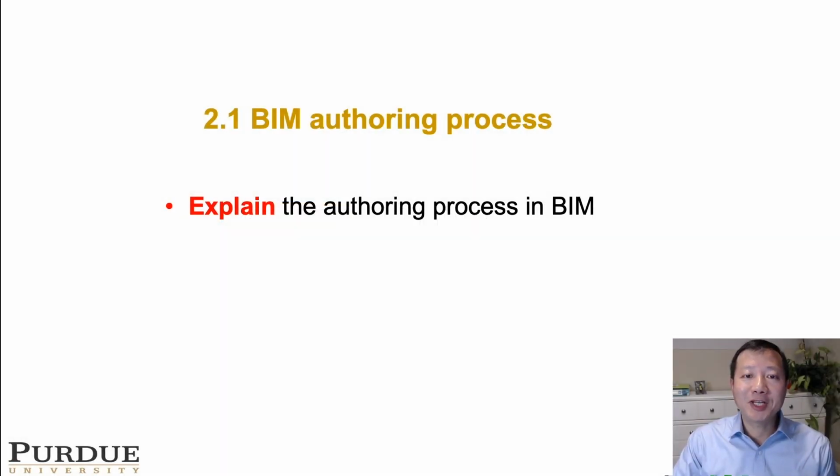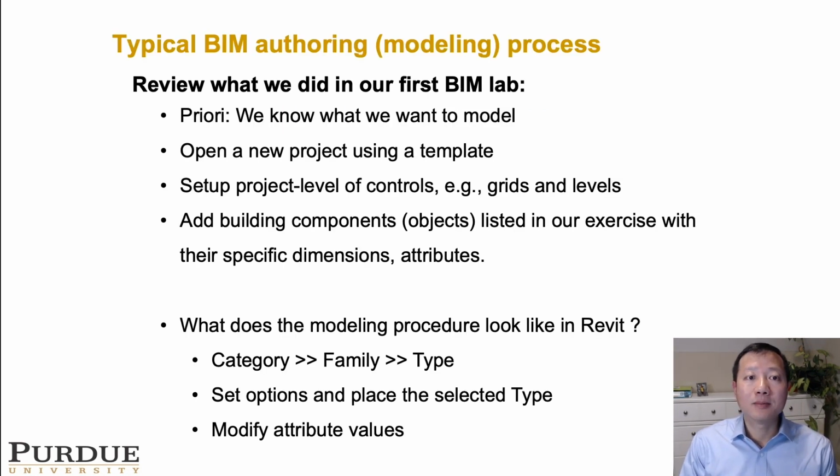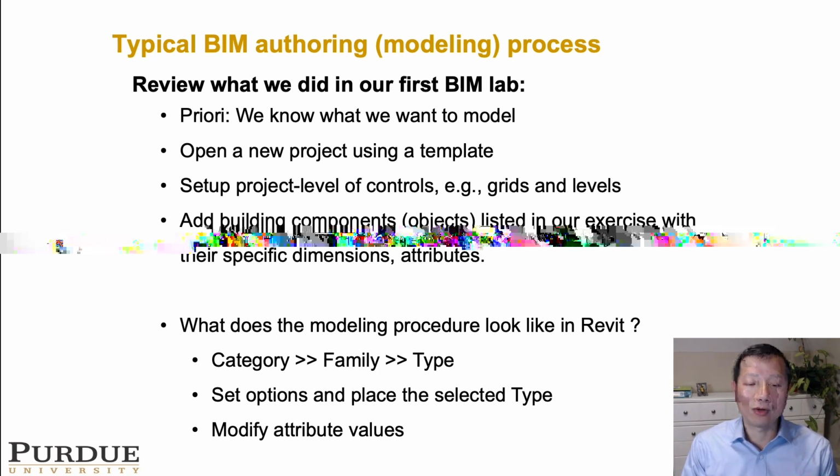Hello. In this video, we will be explaining the typical BIM authoring process. Let us start by reviewing what we did in our very first BIM lab. In that lab, we know what we want to model, which becomes our priori knowledge. And then we open a new project using a chosen template, set up project level controls such as grids and levels. And then we add building components or objects listed in our exercise with their specific dimensions and attributes.